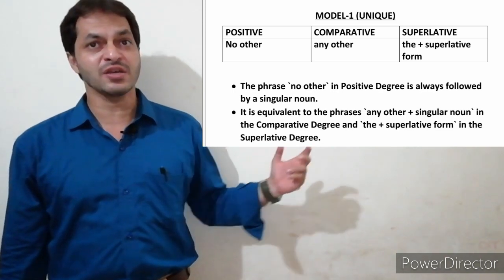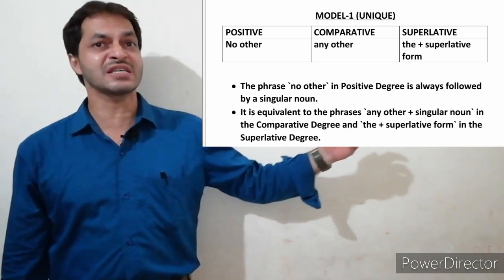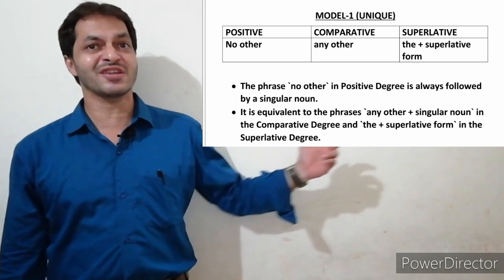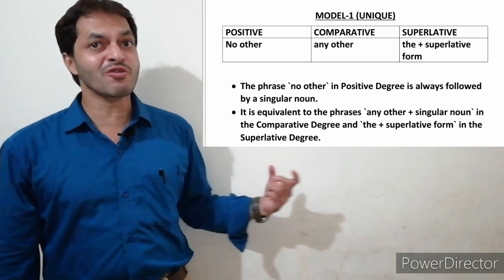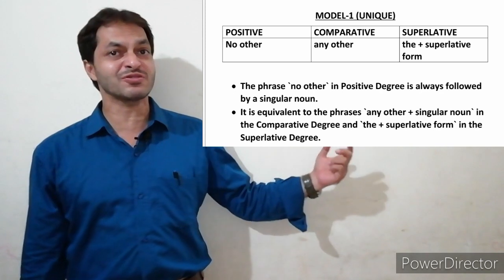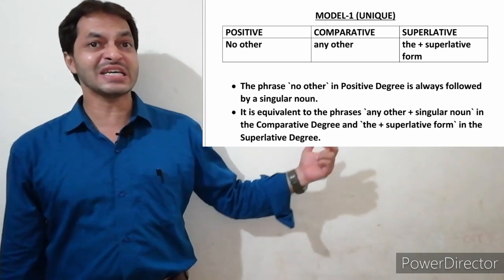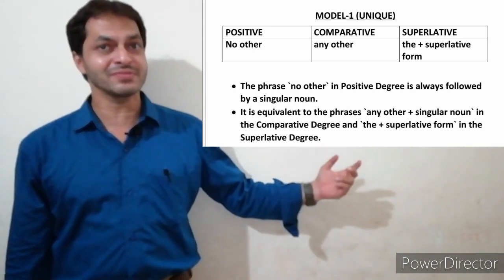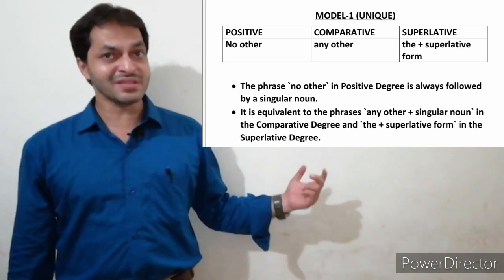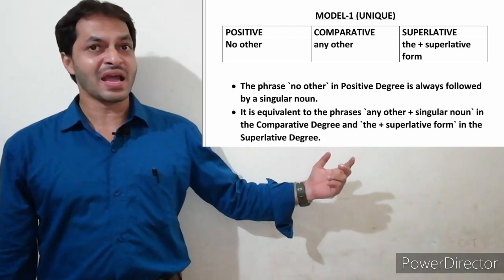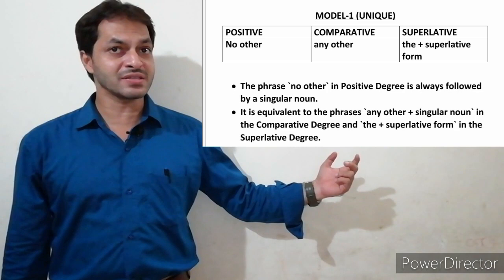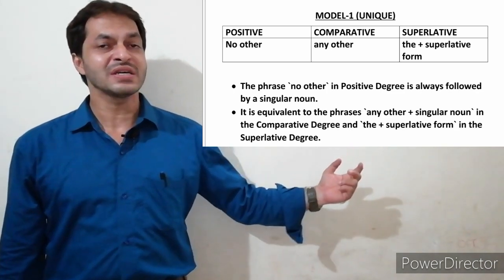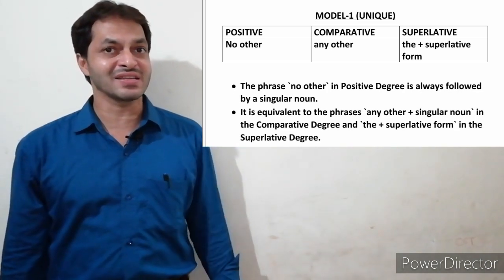The phrase no other is always followed by a singular noun. The phrase no other is equivalent to the phrases any other plus singular noun in the comparative degree and the plus superlative form in the superlative degree.